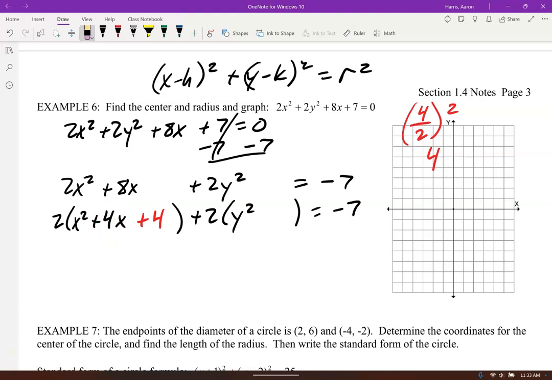Now, I added 4 to this side. And I know what you're thinking. Well, we got to add 4 to the right side. Not so fast. Be careful. We factored out a 2. So what we really added was 8, 2 times 4. So I got to add 8 to this side.